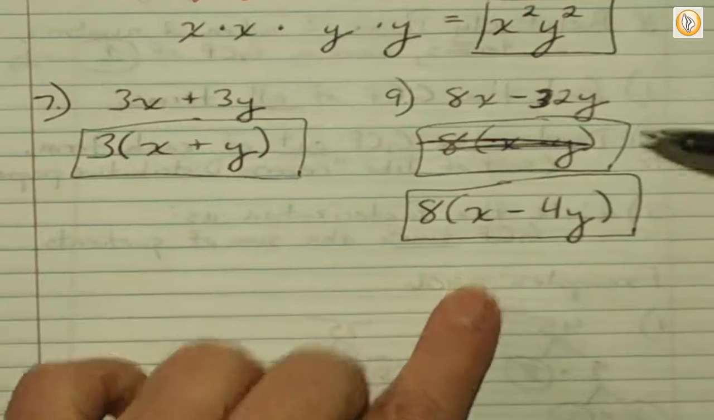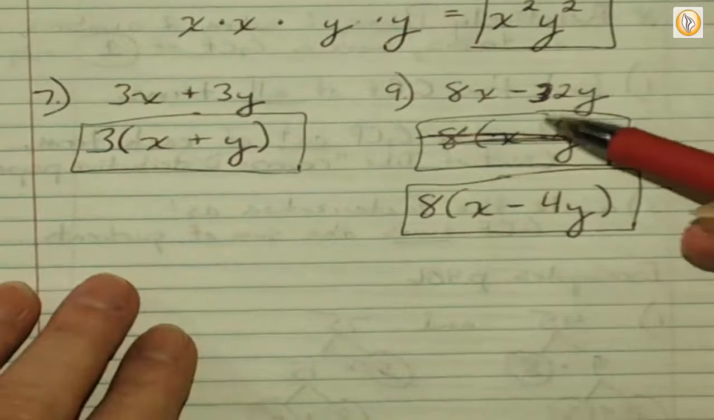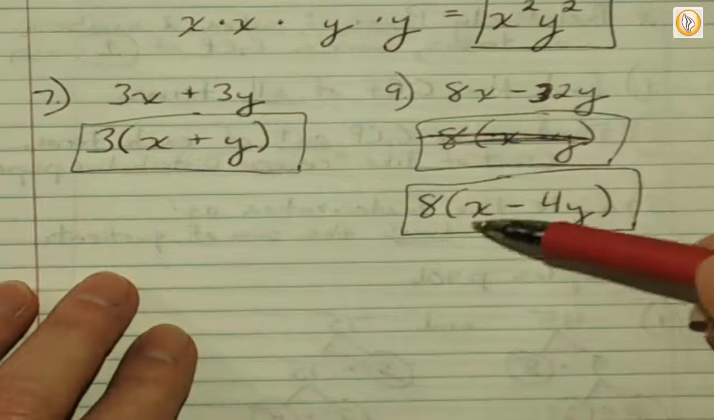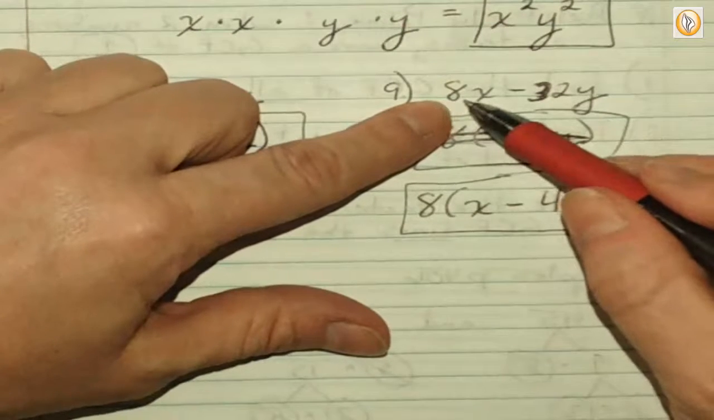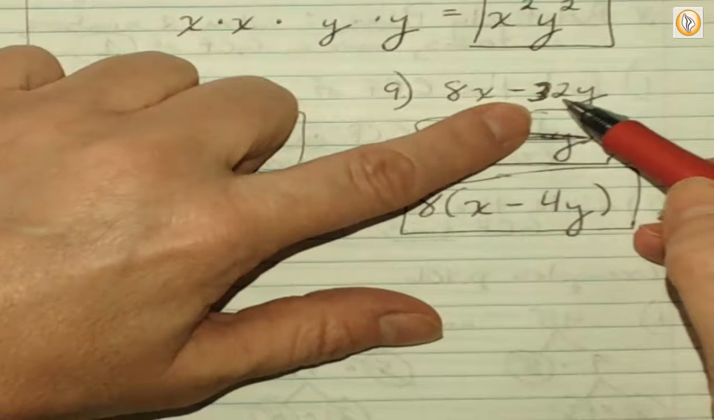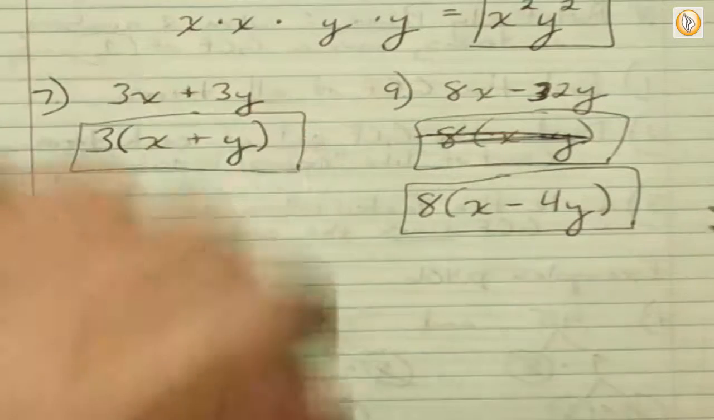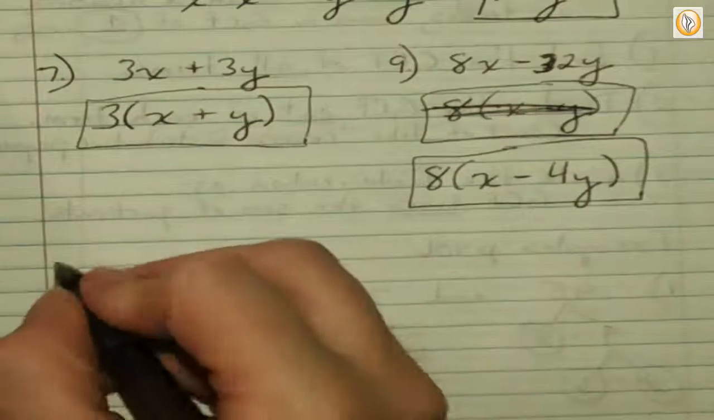This makes more sense. What happened to the 32? Exactly. So it's 32. So greatest common factor is 8. How many times is 8 going into 8? 1 time, or invisible 1. 32 divided by 8 is 4. Does that make more sense? Hopefully, yes. Let's look at 13.